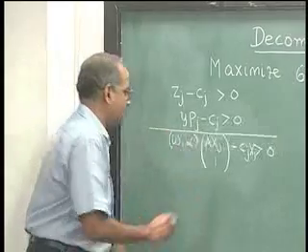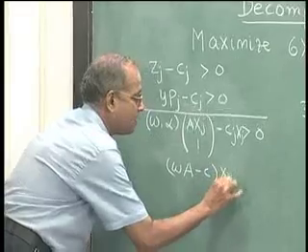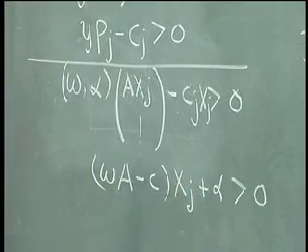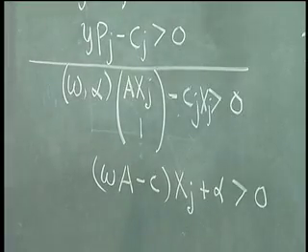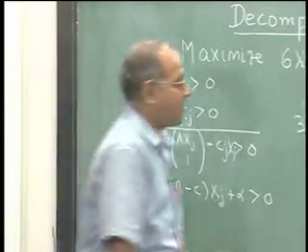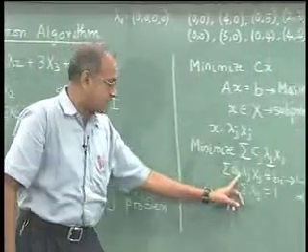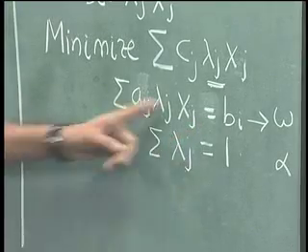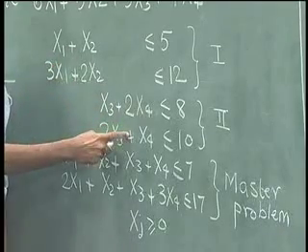Now, this can be expanded to Wa minus C into xj plus alpha greater than 0. Now, we also know that this xj is a corner point corresponding to this and this, because every x is written as lambda j xj, where xj is a corner point. Therefore, because xj is a corner point, xj has to satisfy this and this set of constraints.